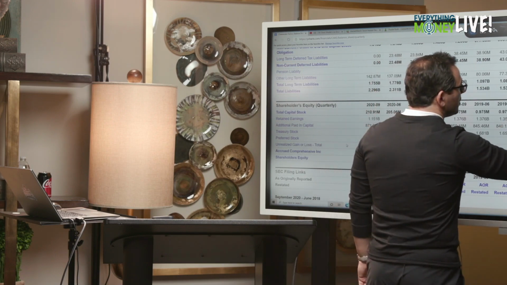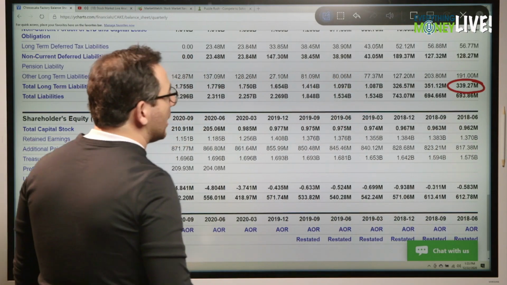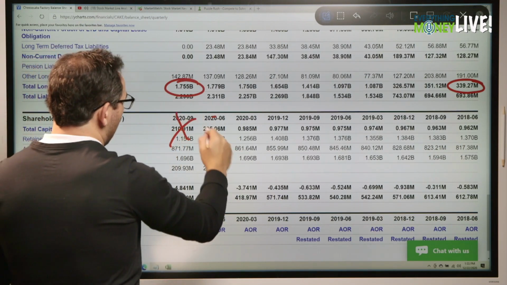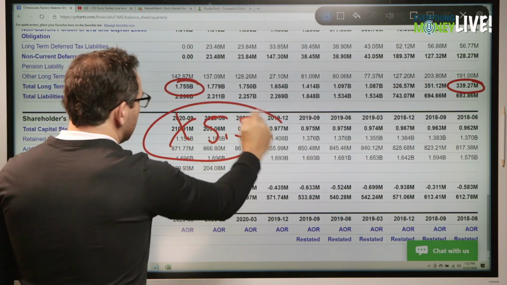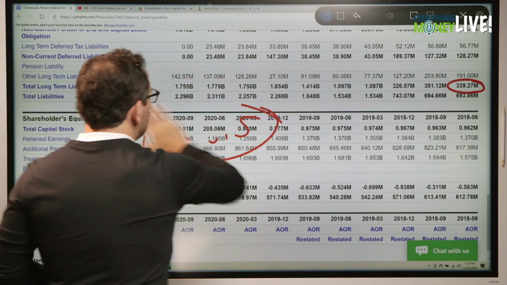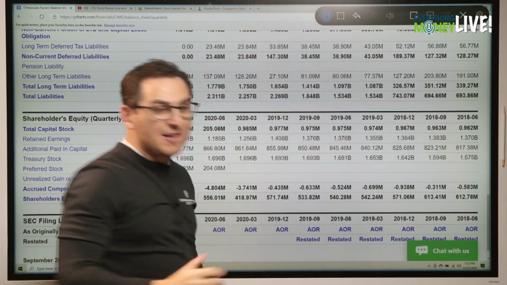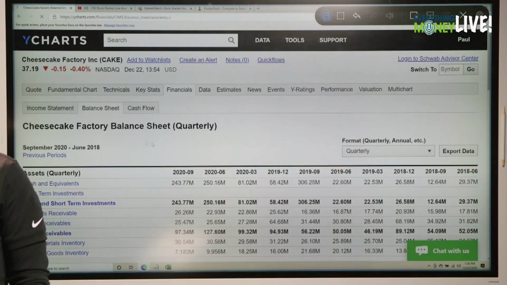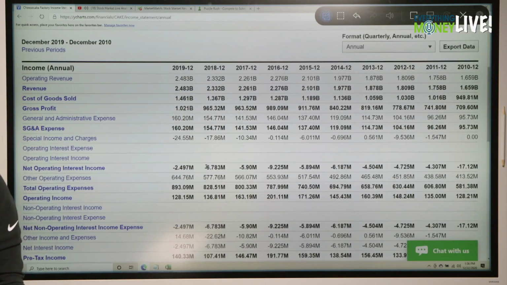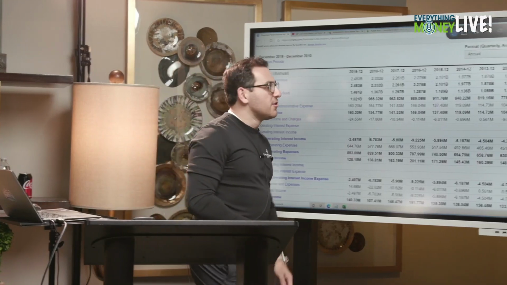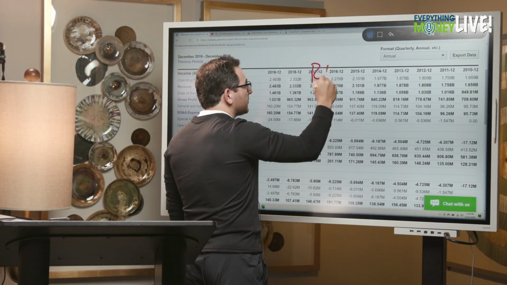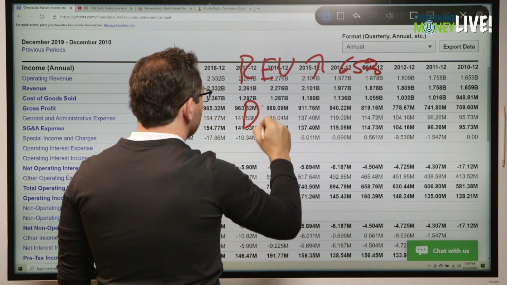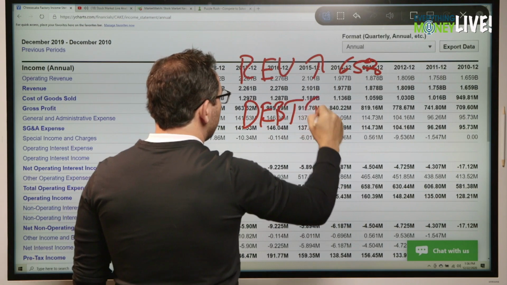10 years ago, $340 million in long-term debt. 1.75 billion now. That's 5.5 times more debt. Now let's go see their revenue. Did their revenue keep up with that? If their revenue was up 5.5 times, I'd say, okay, maybe that's not terrible. Let's go see. Their revenue over the last 10 years is only up 65%, and their debt is up 400%.